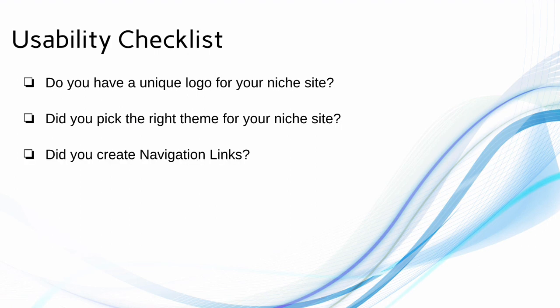The third usability checklist is you have to create a navigation links. It is important to create navigation link. This is also mentioned in the previous video. WordPress has a system called menu. You can create a menu, and once you create that menu, you can use that menu anywhere within your site, maybe in your sidebar or also in the top navigation.